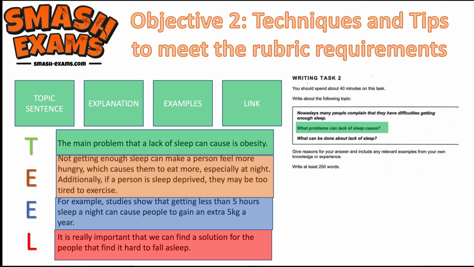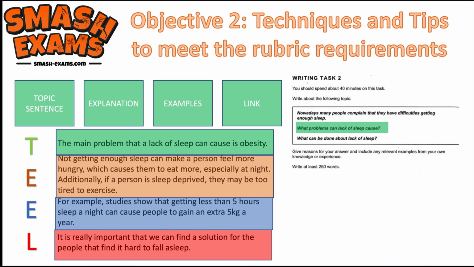So the way to organize the paragraph with a clear idea in each paragraph is use the topic sentence, which you can see in green. The main problem that a lack of sleep can cause is obesity. So here we're answering the question, we're following the instructions, and we know that this paragraph is going to be about how lack of sleep can cause obesity and nothing else.